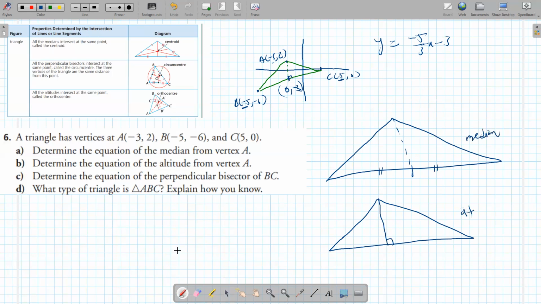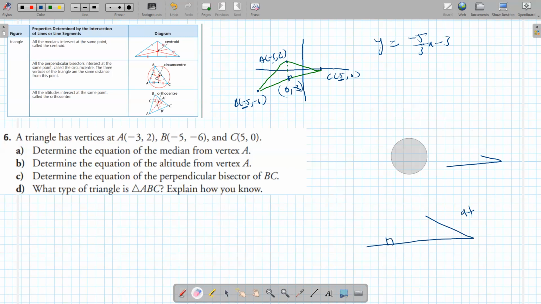And a perpendicular bisector is something, let's say this is BC, yeah? It cuts it in half right there. It's a line that goes up somewhere here, but this is 90 degrees. So it has a median component and it has a 90-degree component. That's your perpendicular bisector. So using this information, we should be able to find the perpendicular bisector of BC.